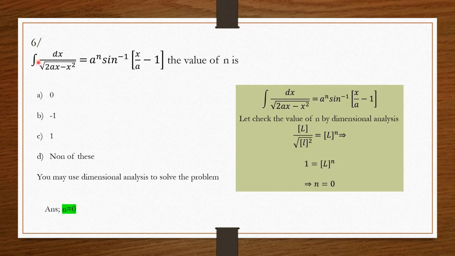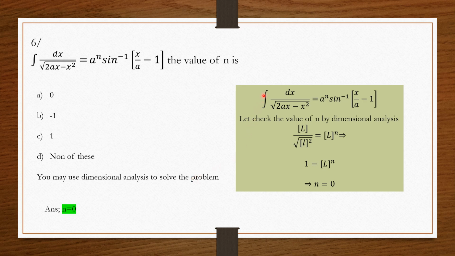Then, integration over dx by root of 2ax minus x square is equal to a to the power n sine inverse of x by a minus 1. The value of n is, the options are 0, -1, 1 and none of these. And again, it says that you may use dimensional analysis to solve the problem. So let it be solved by dimensional analysis.